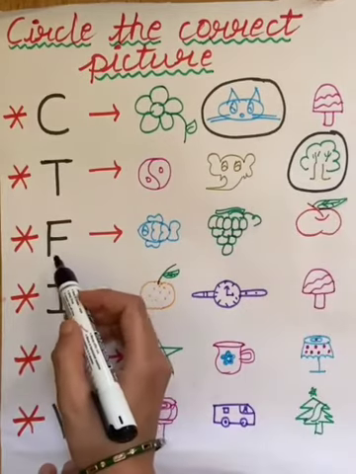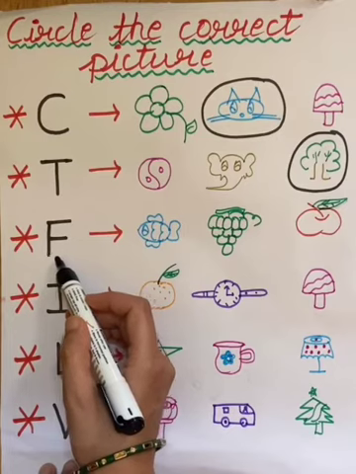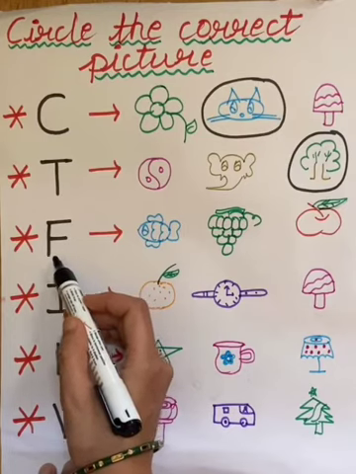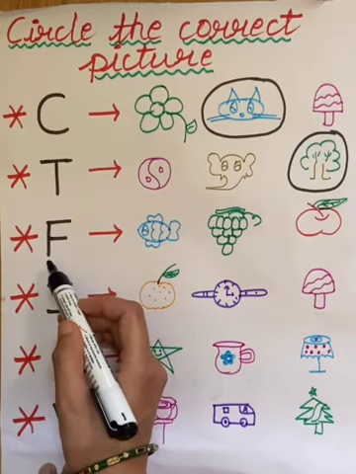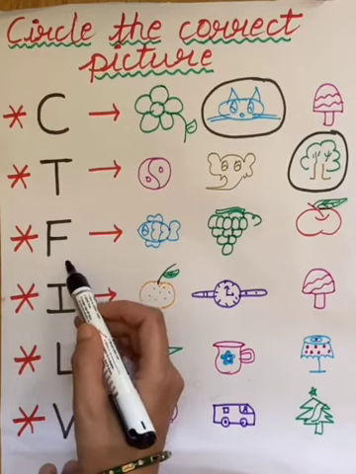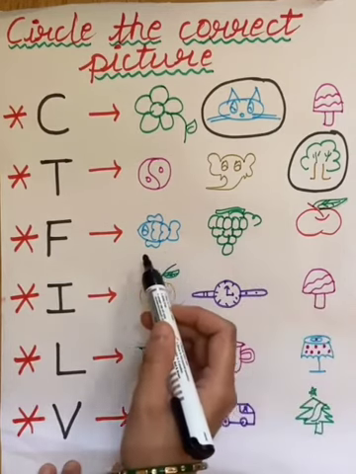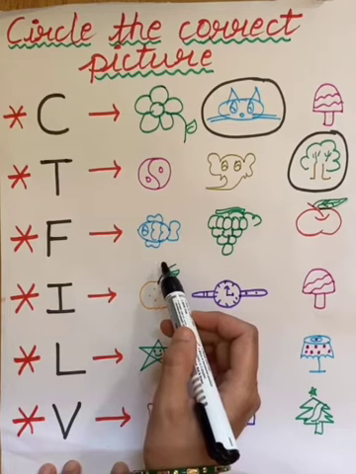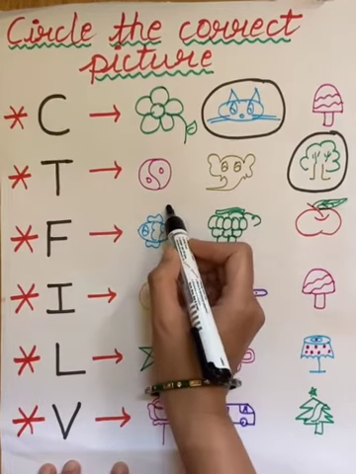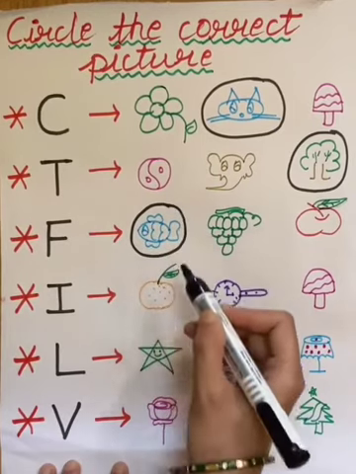Now next. Now which alphabet is this? This is F for fish. Okay children. Now where is fish? Tell me children. Yes, this is a fish. Now again you will circle it like this.